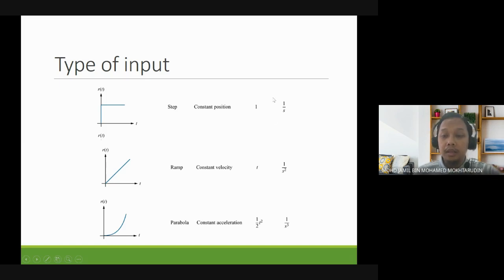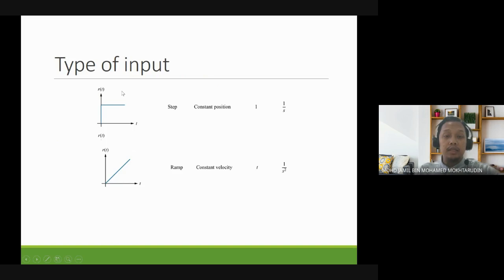Okay, and then you can convert from time domain to frequency domain. So for step input, it's 1 over s. For ramp input, it becomes 1 over s squared. And for parabolic input, it becomes 1 over s cubed. So we focus on these three types of input and determine the steady state error.